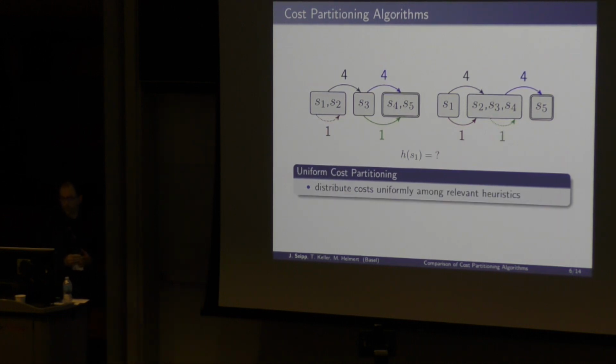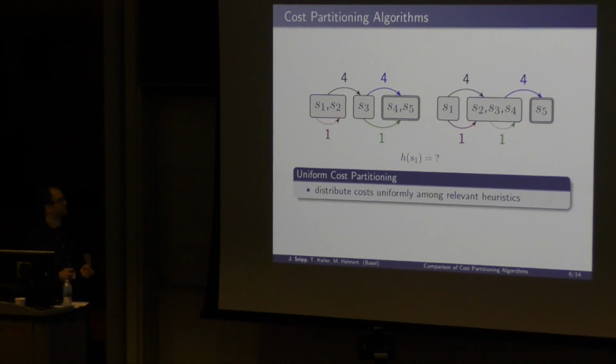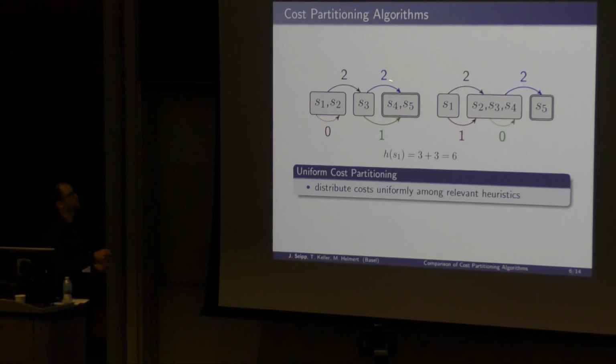Okay, what else do we have? We have uniform cost partitioning, and it just distributes costs uniformly among the relevant heuristics. How does this work? Well, since we have 2 abstractions where this operator is relevant, we divide the operator costs by 2 and do this for the relevant heuristics. So here, this operator is not relevant, so we can use the full costs in the second abstraction, yielding an estimate of 3 plus 3 equaling 6. But again, we see that we waste costs here.